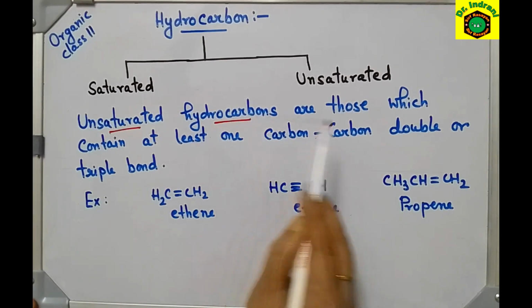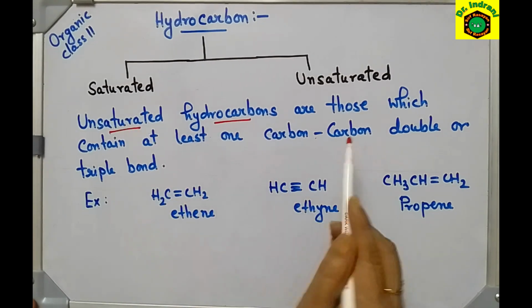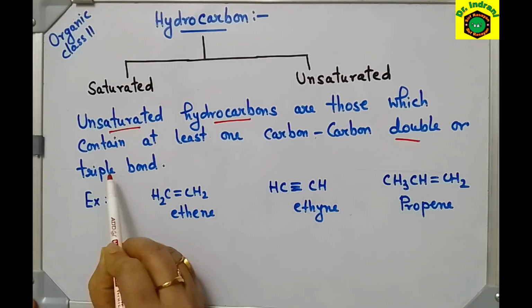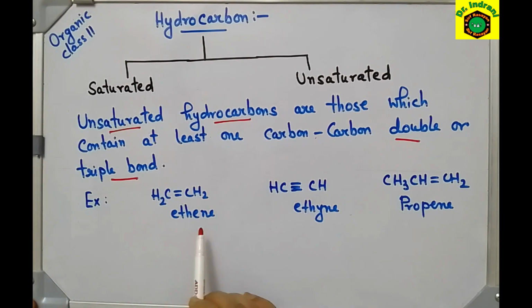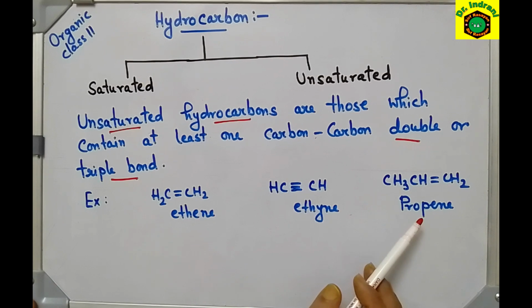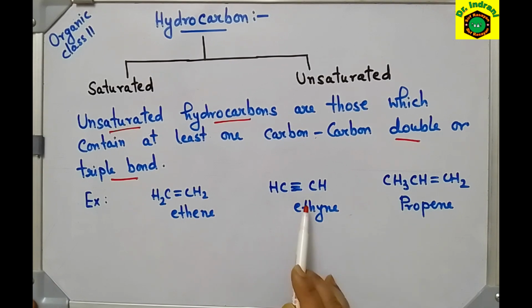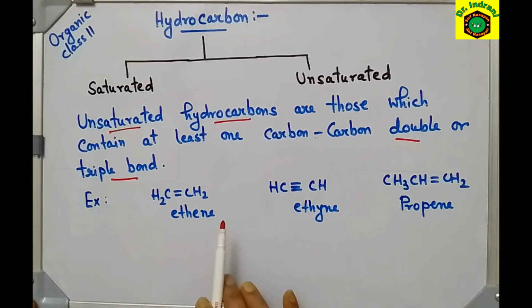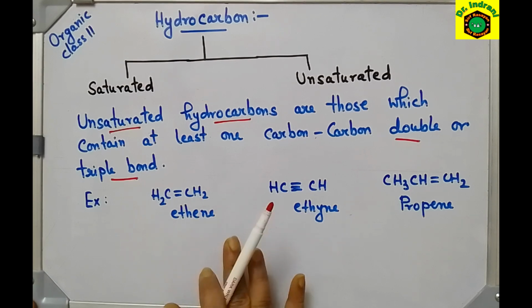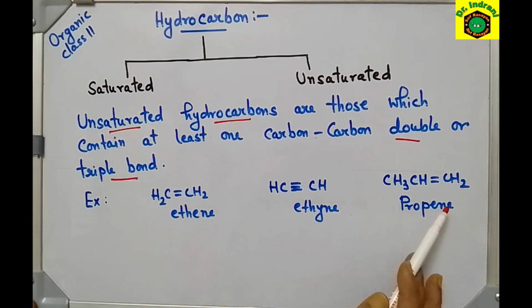Unsaturated hydrocarbons are those which contain at least one carbon-carbon double or triple bond. Examples: ethene, ethyne, propene. In ethene and propene a double bond is there, in ethyne a triple bond is there. So all those are unsaturated hydrocarbons. Why hydrocarbons? These are made up of carbon and hydrogen only. And why unsaturated? Because these have double and triple bonds.